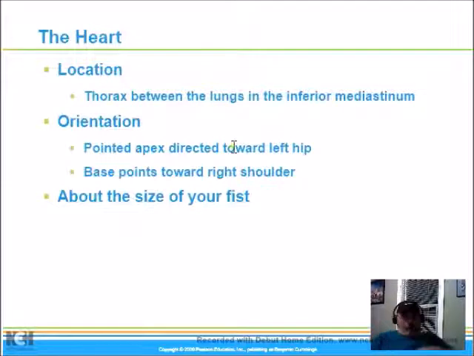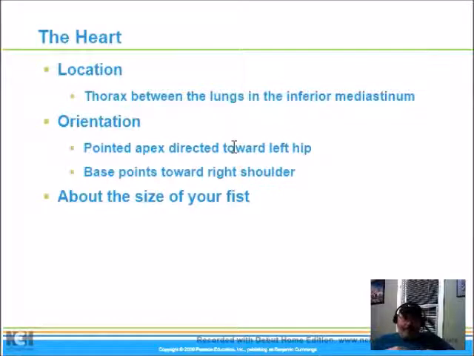Now, the location of the heart is right about here. We have the diaphragm, and the heart sits on top of the diaphragm. It's about the size of your fist. It's got a pointy end called the apex, which is actually pointed downward. And I know that's kind of counterintuitive. We generally think of the apex of anything as being up, but in this case, it's down here.